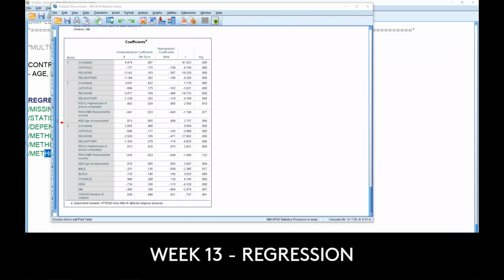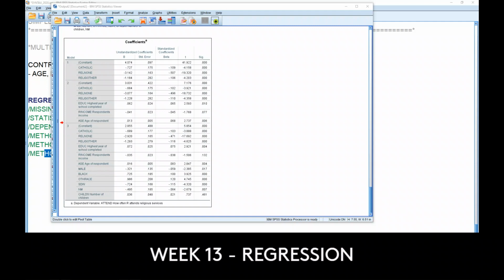Now, this makes sense because we know that people, especially African Americans and people of other races, tend to be more religious than whites are. So it makes sense that their levels of religious attendance go up when compared to whites, okay? And that is very significant.